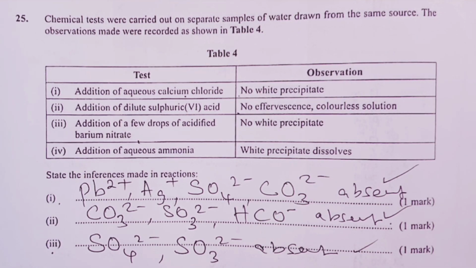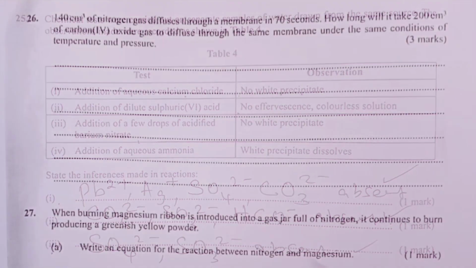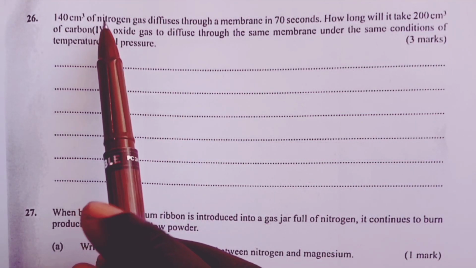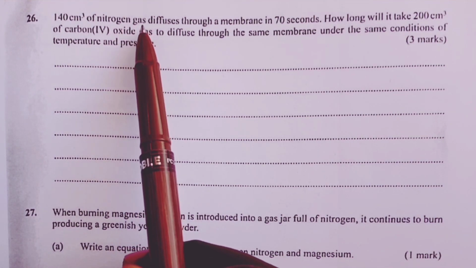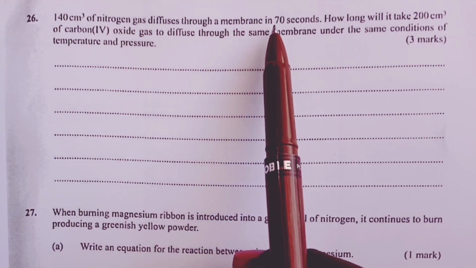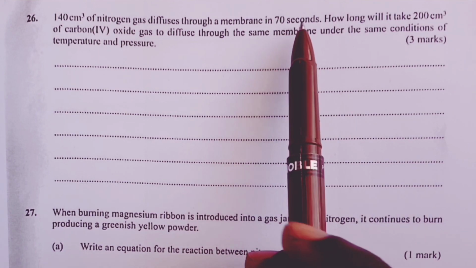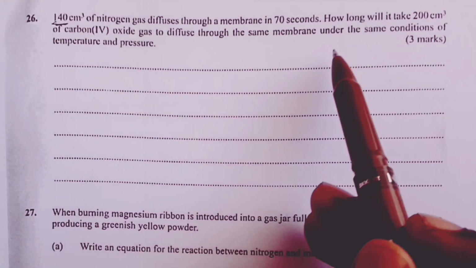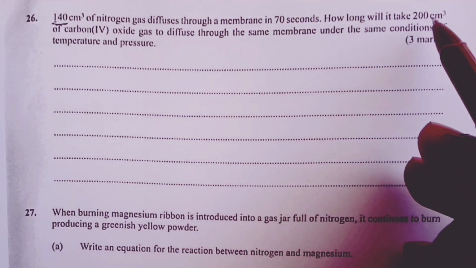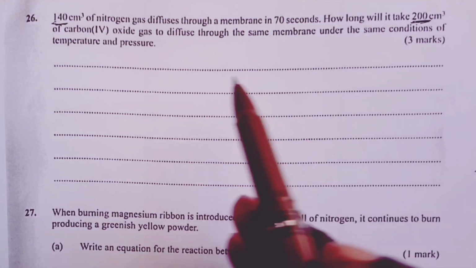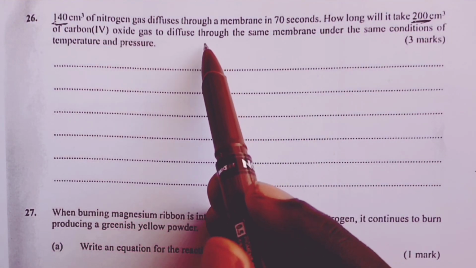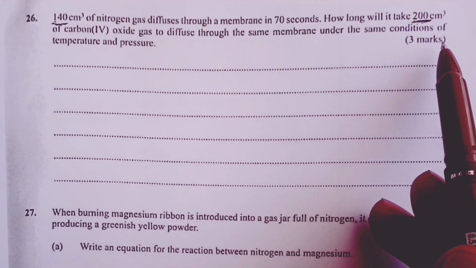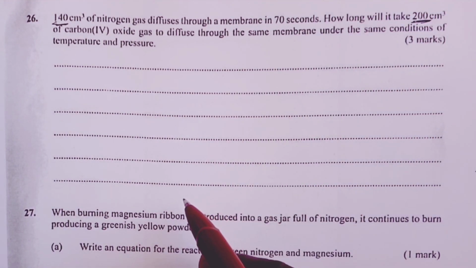Next is question number 26 from Form 3, the topic being gas laws. 140 cubic centimeter of nitrogen gas diffuses through a membrane in 70 seconds. I want you to take note of the volumes. For nitrogen it is 140. Then we are asked, how long will it take 200 cubic centimeter this time round of carbon 4 oxide to diffuse through the same membrane under the same conditions of temperature and pressure.